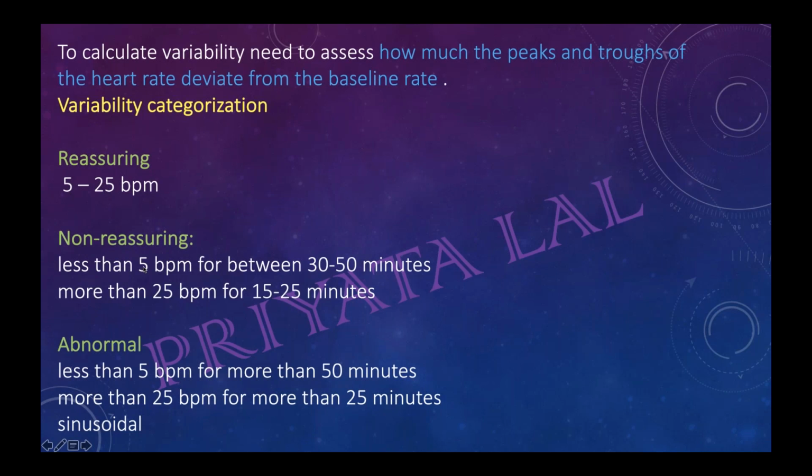If it is less than 5 for 30 to 50 minutes, we say it is one non-reassuring feature. If it is more than 25 for 15 to 25 minutes, it is again non-reassuring. Abnormal is less than 5 for more than 50 minutes, more than 25 for more than 25 minutes, and sinusoidal.